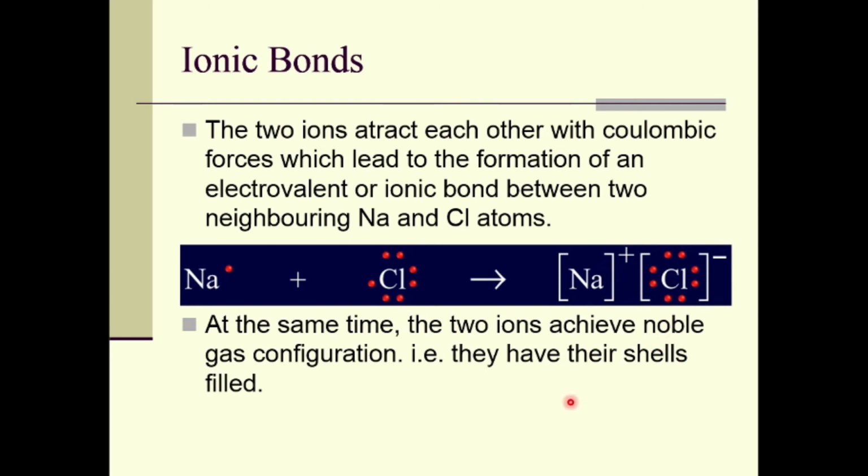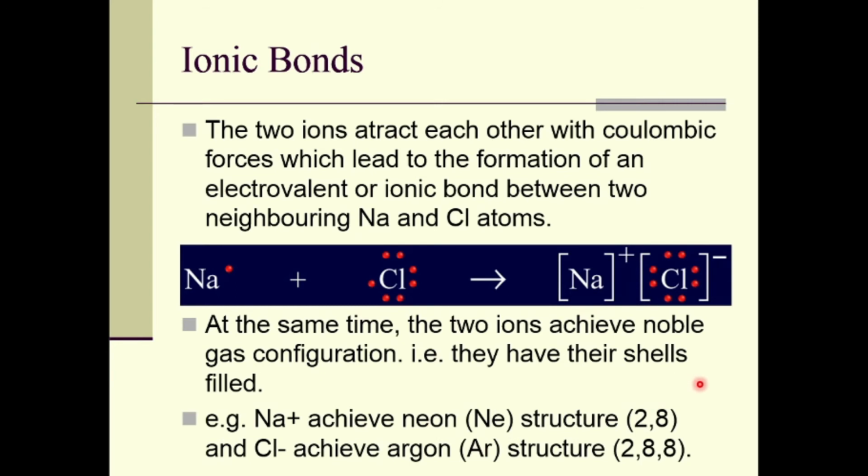At the same time, the two ions achieve noble gas configurations, right. That means they have their shells filled. Sodium will have its shell filled and chlorine will have its outermost shell filled. So it is a win-win situation for both the atoms, right. For example, sodium plus achieves the neon structure, so if it loses 1 electron, it will achieve the 2-8 configuration, whereas the chloride ion will get 1 electron, so it will achieve the argon structure, 2-8-8, right. So they achieve the noble gas configuration when the bond is formed between the two atoms.